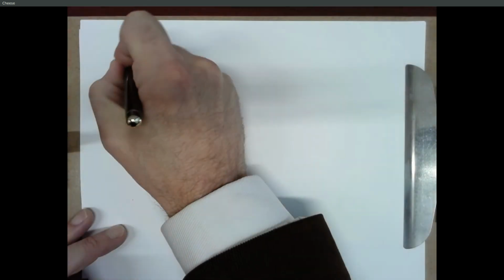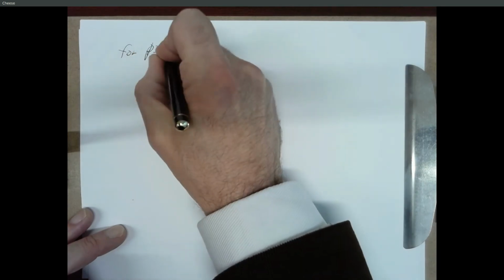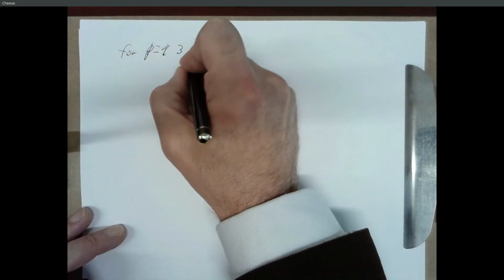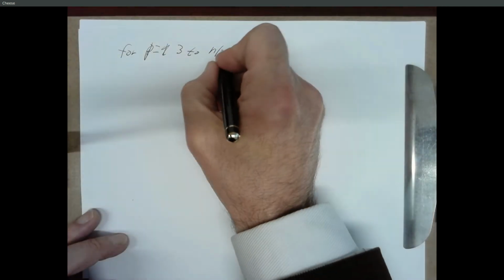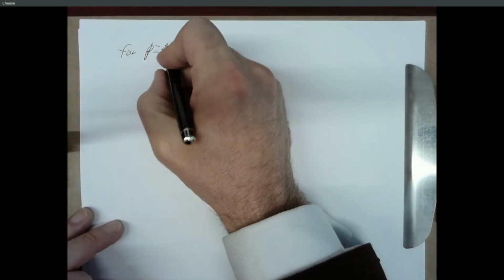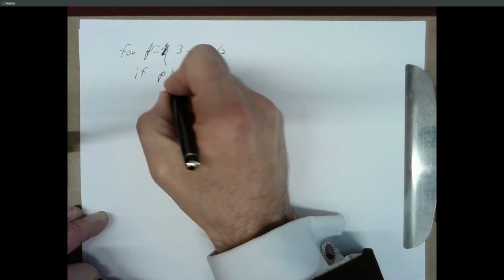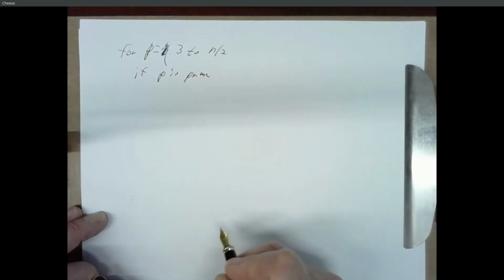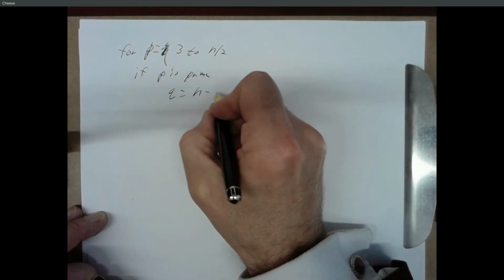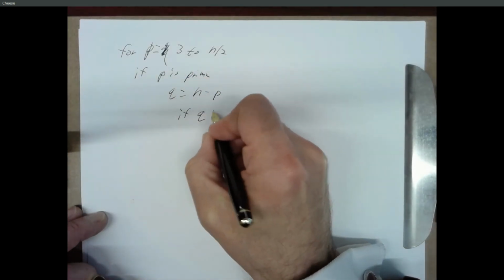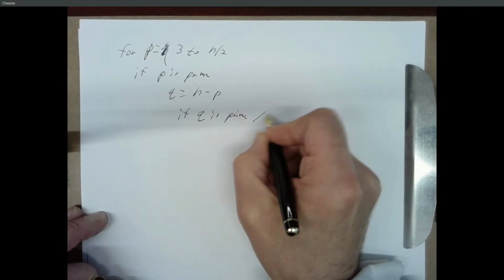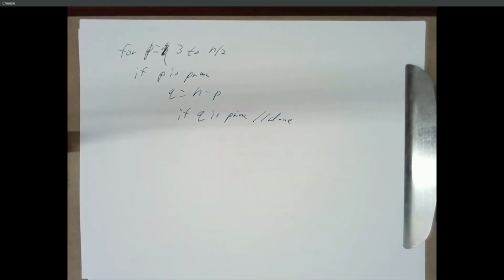So an easier way would be something like this. For p equals 3 to n, you only have to go up to n over 2. So for p equals 3 to n over 2, if p is prime, q equals n minus p. If q is prime, then you're done. You know that your number is equal to p plus q.